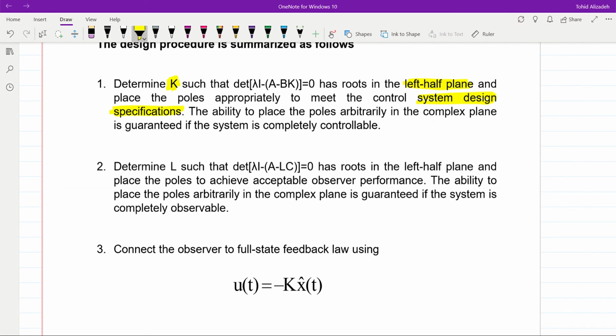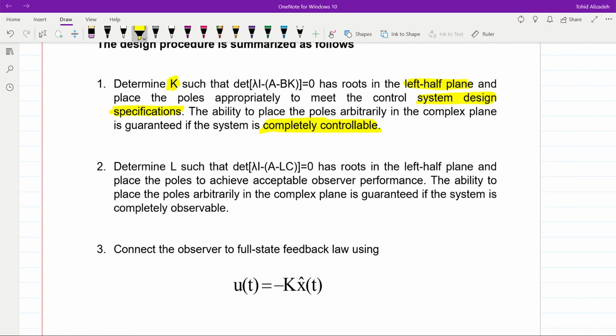Now, the ability to place the poles arbitrarily in the complex plane is guaranteed if the system is completely controllable. So this is something to keep in mind all the time. If the system is completely controllable, then we will be able to design the controller in order to place all the poles at the desired locations. Of course, for the complex poles, we will have them in the form of pairs. That's something also to keep in mind.